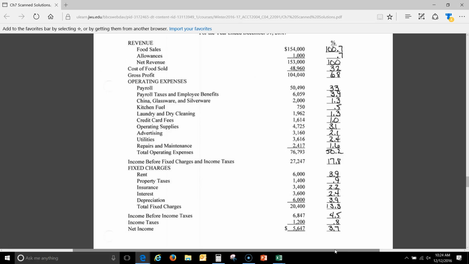Okay? So again, all we did is we took each one of those individual numbers divided by the 153,000 to get our percentages over here. Now, go back, total up all the individual percentages, and make sure that you get back to the 50.2. If you don't add up to 50.2, go to the largest number, which would be the 33%, and round that 33% so that it does total to 50.2. I thought something was supposed to equal 100. Oh, it already did.